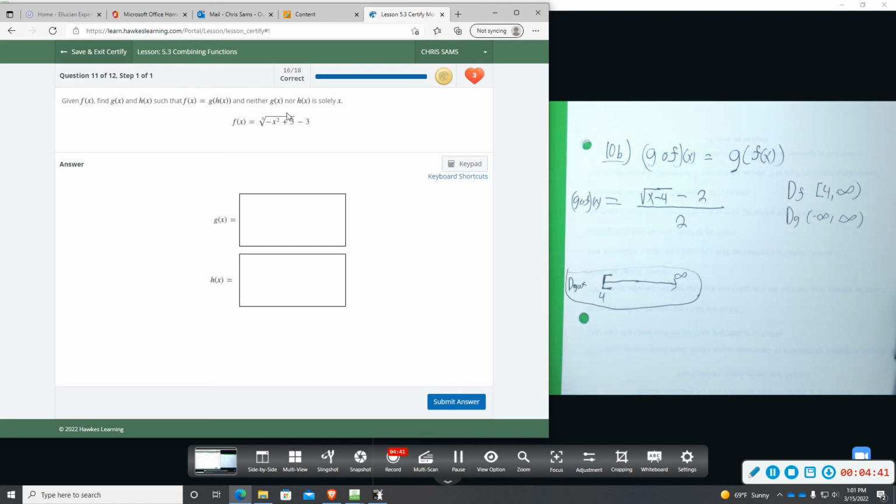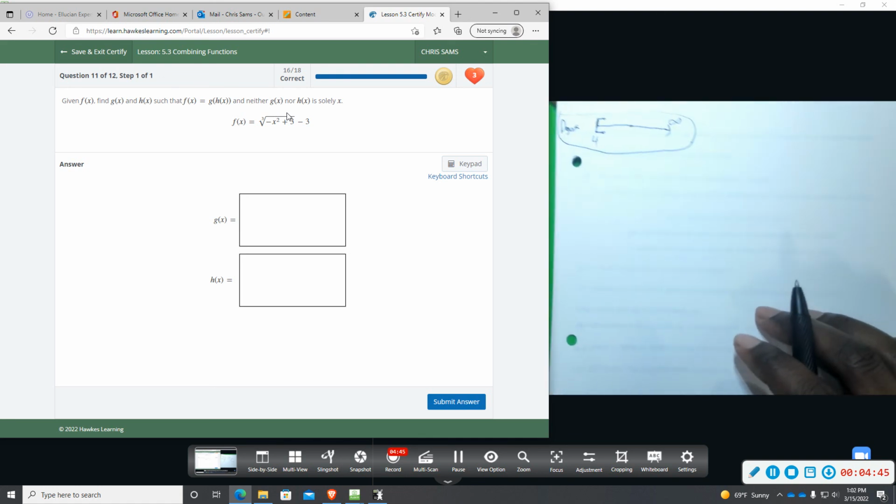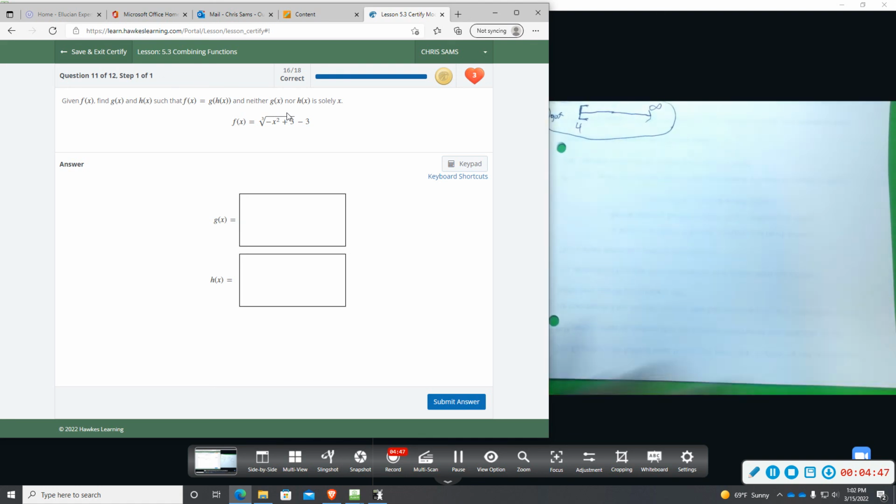So the simplest way, and there's more than one way to do it. Let me see if I can figure out a couple of different ways we can make this one work.